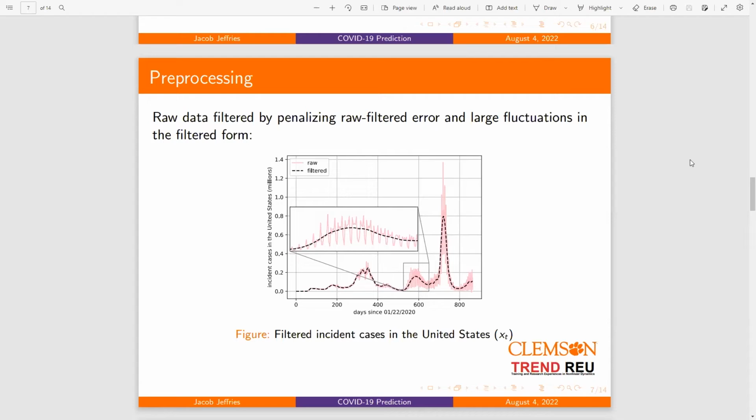This is, again, the same plot, incident cases, which is the new cases per day since January 22nd, 2020. This time series we called X sub t. The filtered form is called X tilde sub t.